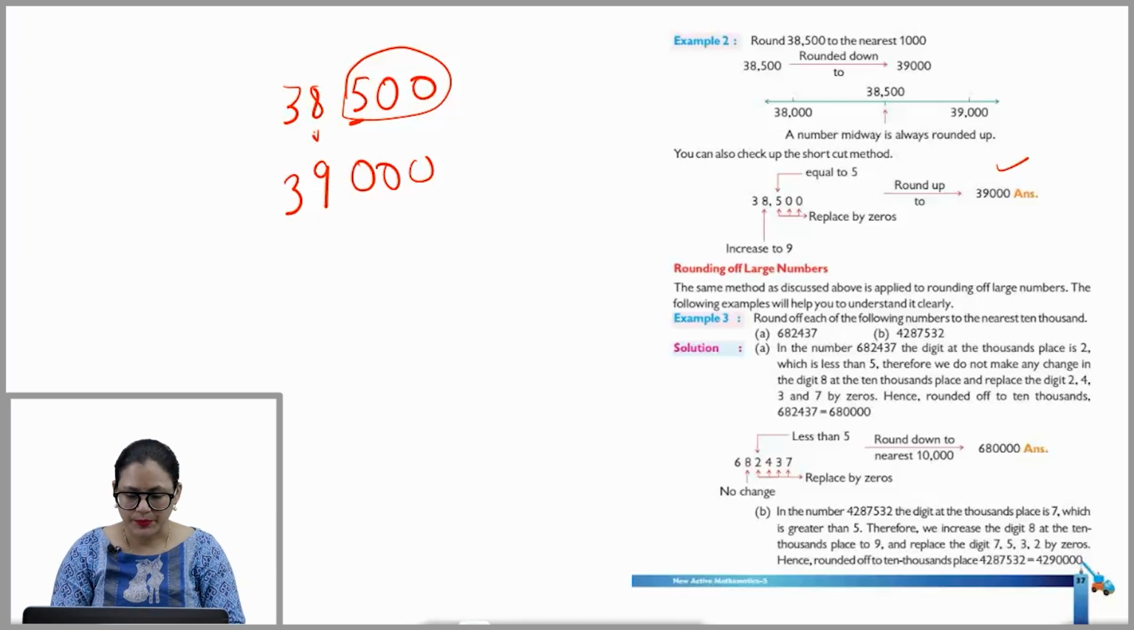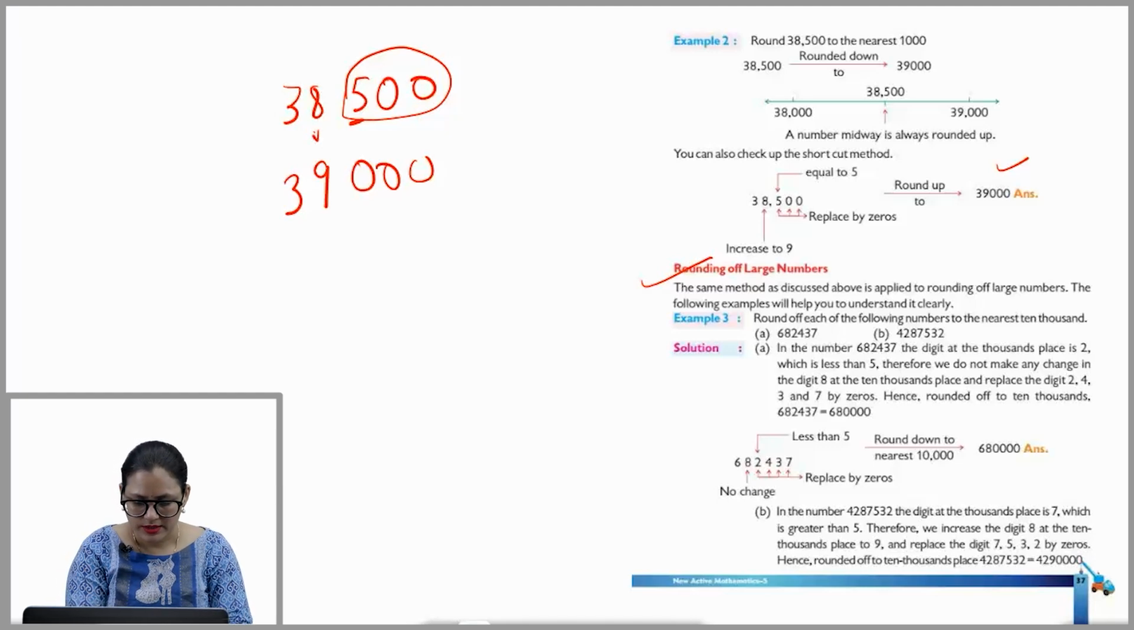Rounding of large numbers. The same method as discussed above is applied to rounding of large numbers. The following examples will help you to understand it clearly. Example 3. Round off each of the following numbers to the nearest 10,000. You have been given two numbers. In the number 6,82,437, the digit at the thousandth place is 2, which is less than 5. Therefore, we do not make any change in the digit 8 at the 10,000th place and replace the digits 2, 4, 3 and 7 by zeros. Hence, rounded off to 10,000 is this.